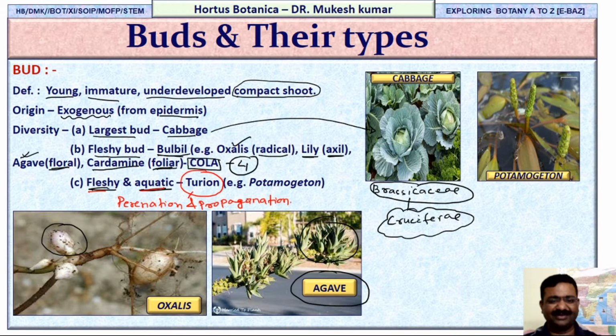Now, this is very common in Potamogeton. Yes, this is the diagram of Potamogeton. Very lively figure, note it. This is aquatic and this is the water. Aquatic condition is there. In spite of that, you are finding this very fleshy structure which is bearing this bud, and this is called turion, and this is very common in Potamogeton. Isn't it? So this is about the bud, its origin as well as diversity.